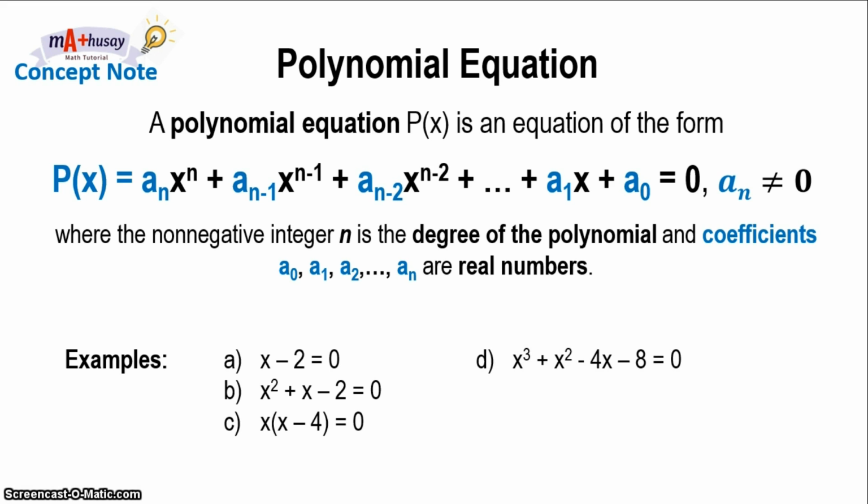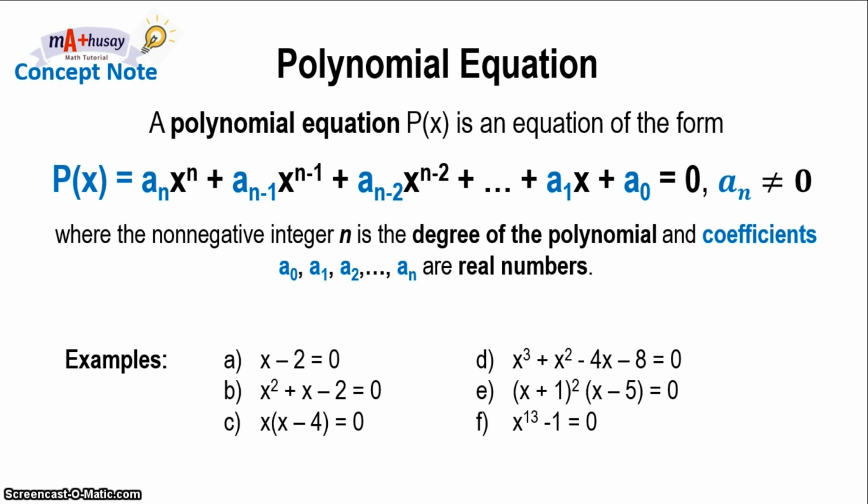Letter D, we have x cubed plus x squared minus 4x minus 8 equals 0. Another example of a polynomial equation: we have the quantity x plus 1 squared times the quantity x minus 5 equals 0. Now, this is an example of a cubic equation. And the last example that we have, x raised to 13 minus 1 equals 0. So these are examples of polynomial equations.